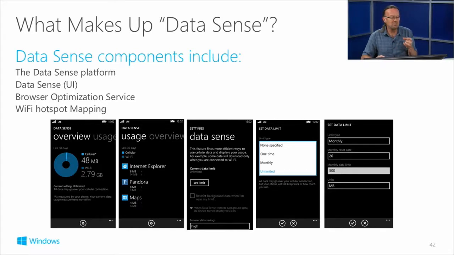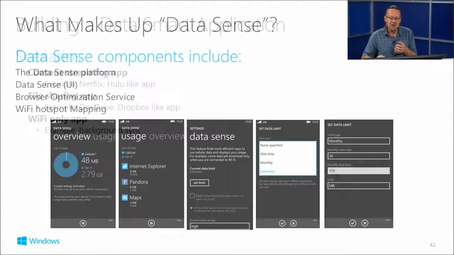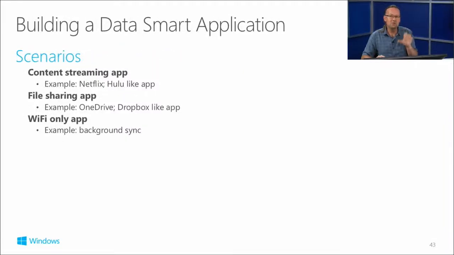It's also a browser optimization service. There's a kind of proxy that will send compressed content when you use the browser. There's Wi-Fi hotspot mapping to help users connect to cheap or free Wi-Fi services. And part of that also is that you, as a third-party app developer, can build data-smart applications.